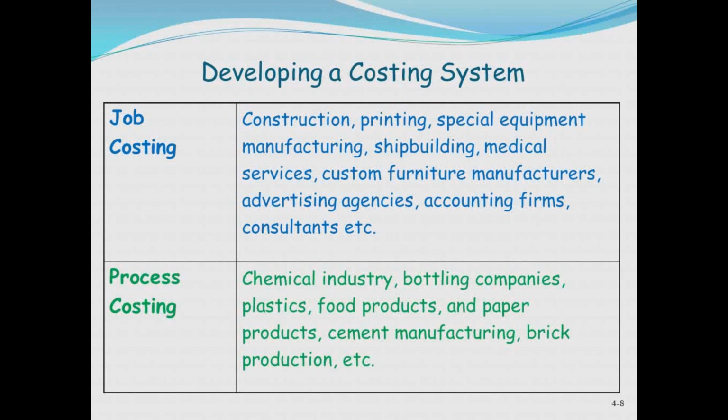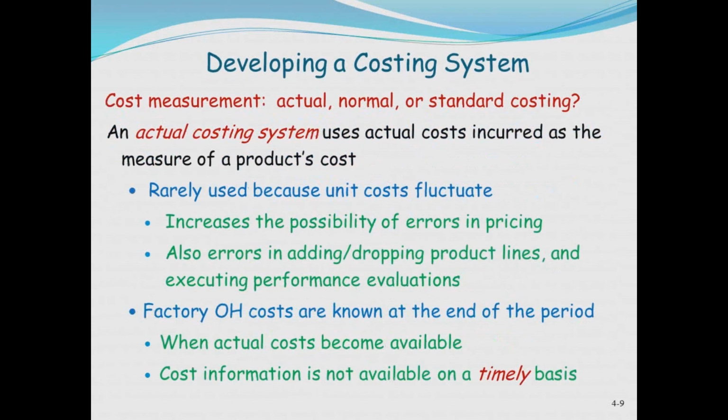So if you look at job costing, some companies that would be doing that: construction, printing, where you're printing a specific item, specialized equipment manufacturing. Think Boeing, think Caterpillar. Shipbuilding, medical services, our furniture company, and then service companies. Process costers: chemical companies, bottling companies, plastics, food products, paper products, etc. You can see what they have in common. They're just going through a flow. And that's what a process costing company does. So that's your first question.